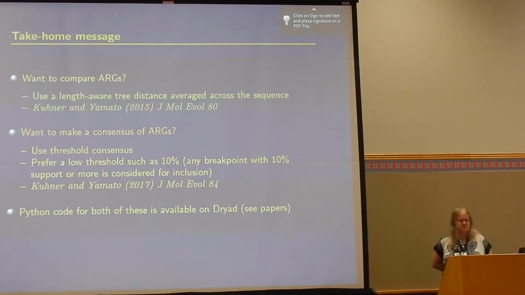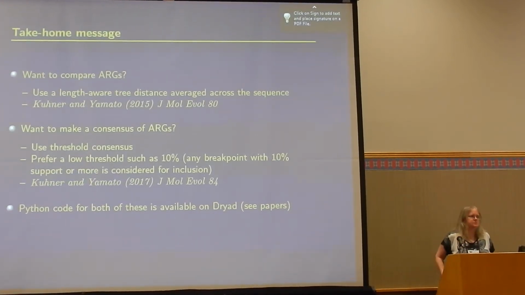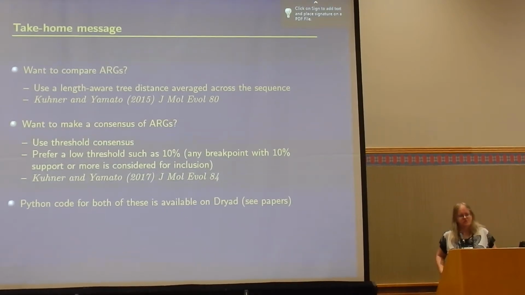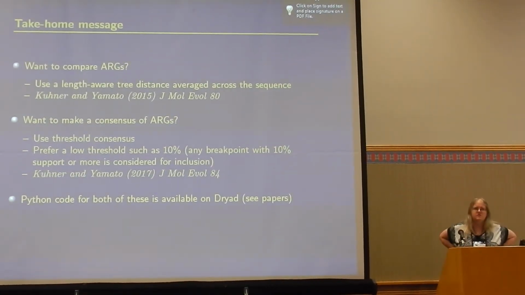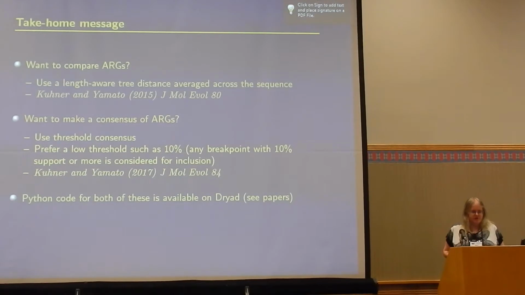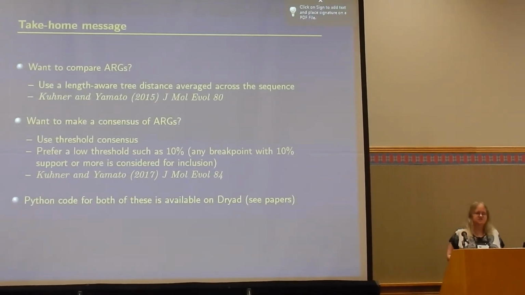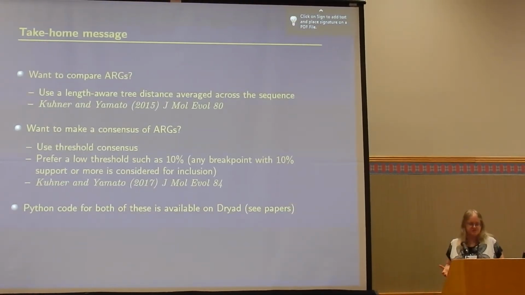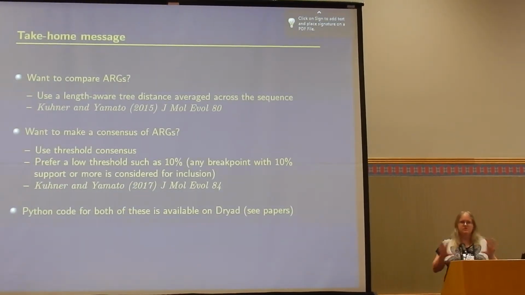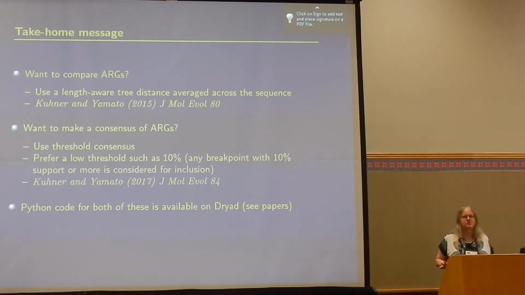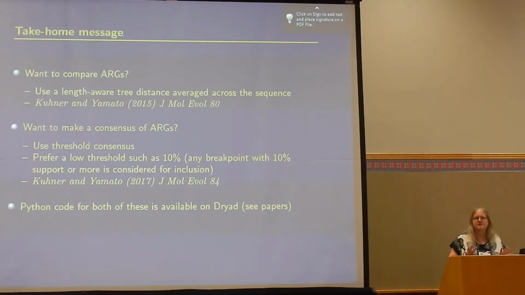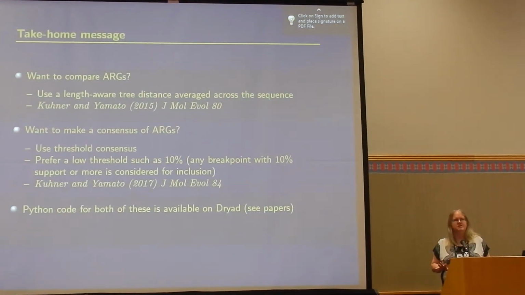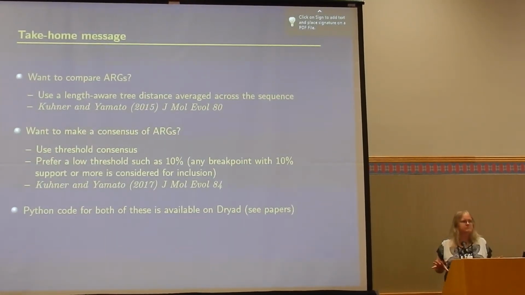So the take-home message from this is that we can now compare ancestral recombination graphs in a simple but reasonable way, using a length-aware tree distance averaged across a sequence. There's a paper out on that. If you want to make a consensus of ancestral recombination graphs, you can use threshold consensus with a low threshold. 5 to 10% seems to work well. And that will get you something that is a reasonable depiction of what is known about the underlying true ARG that you were trying to infer when you made this cloud in the first place, at least across the range of parameters explored.